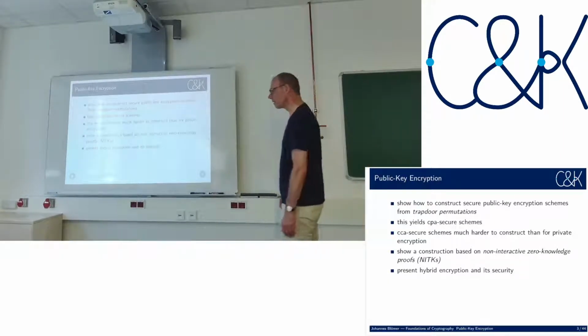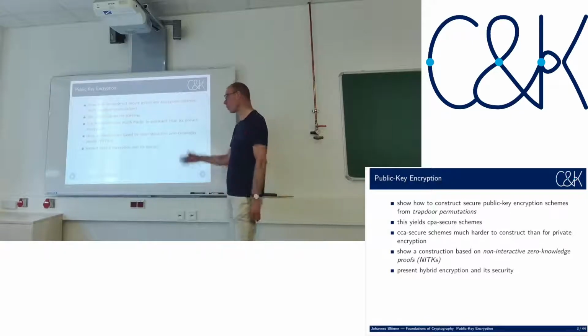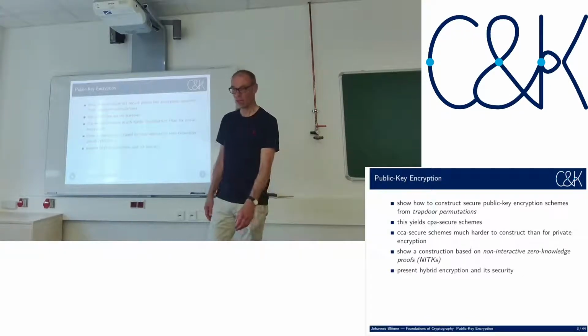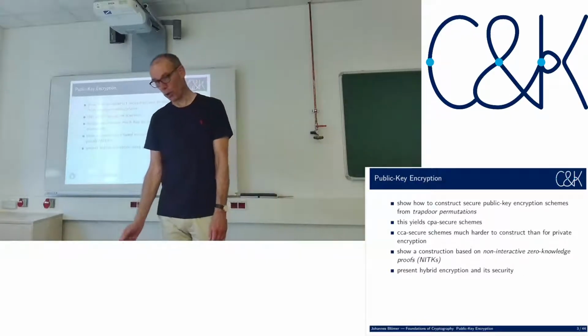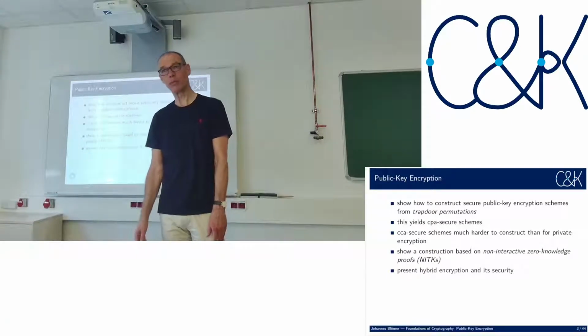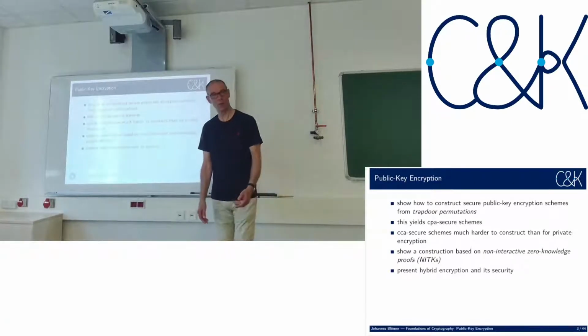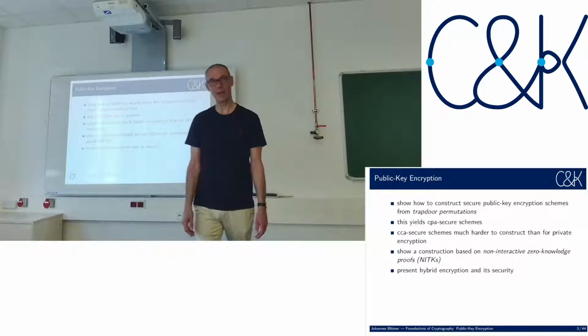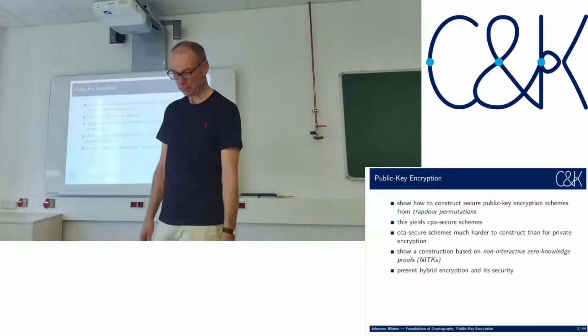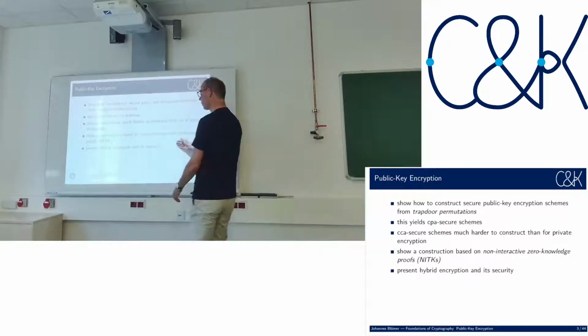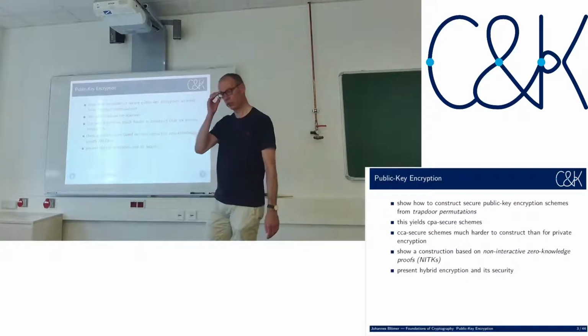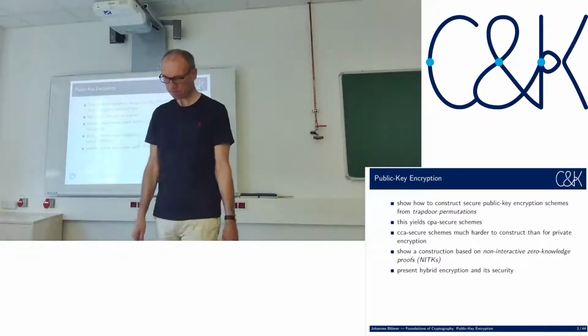IBE, identity-based encryption schemes, are rather easy to explain, whereas non-interactive zero-knowledge proofs, although extremely important, are somewhat more complex and abstract. And also we will present, of course, hybrid encryption and its security. Okay.